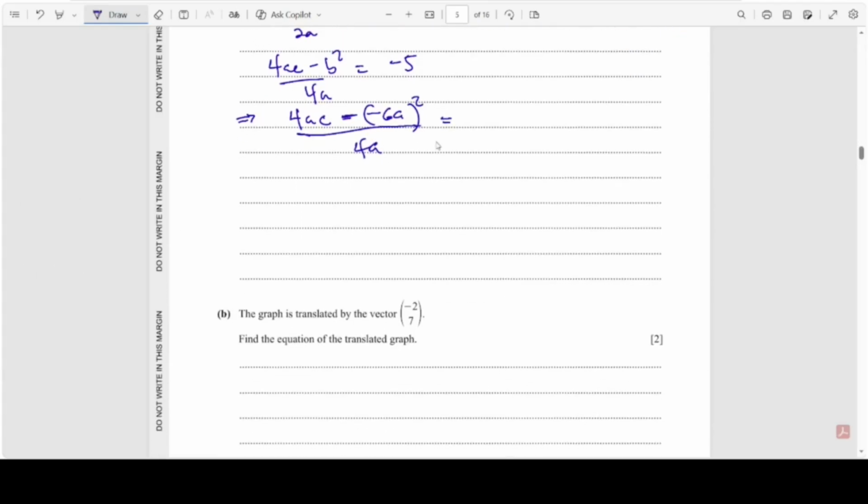Then we proceed and we have 4ac minus 36a squared divided by 4a, and this should be equal to -5. I think you can factor out 4a from the numerator and the denominator. So from the numerator, we factor out 4a, and then we have c minus 9a in the numerator, divided by 4a, is equal to -5. Then the 4a and 4a cancel out, so that we have c minus 9a is equal to -5.